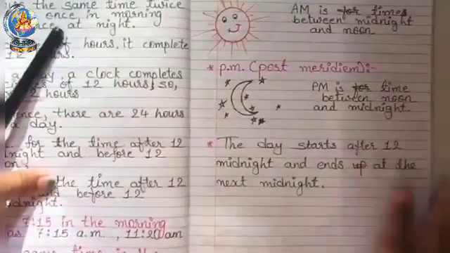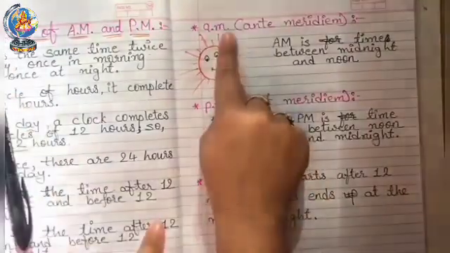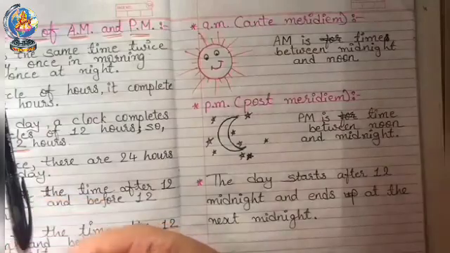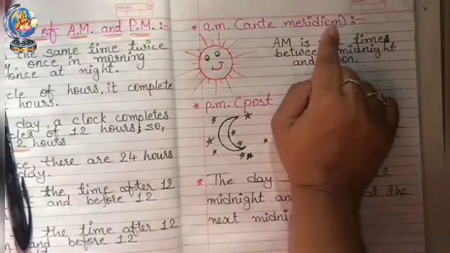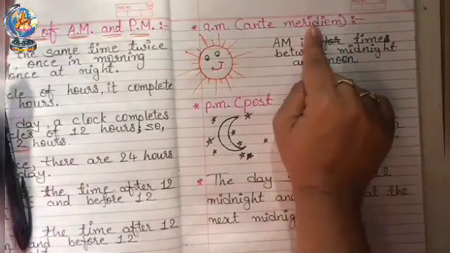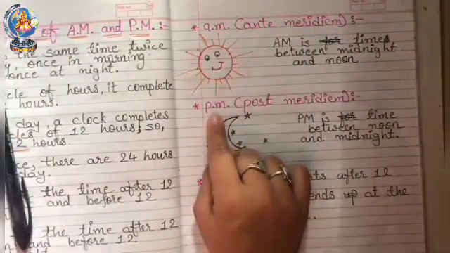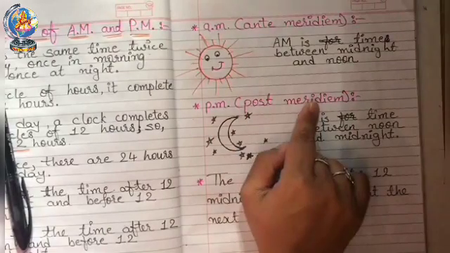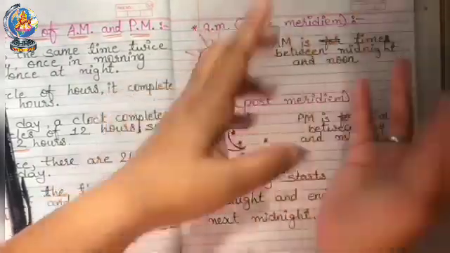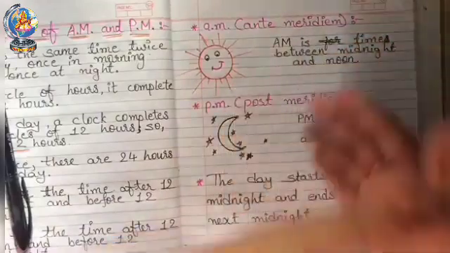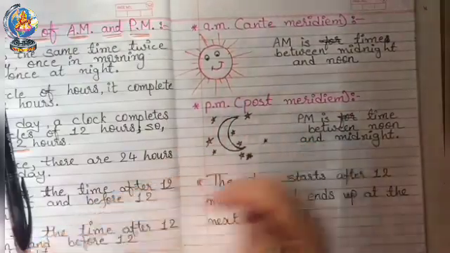Fine. AM. Now what is the full form of AM? It is anti-meridium. Remember the words and the pronunciation. Okay. PM means post-meridium. Clear? You can see the sun over here. I have drawn the sun at the place where I wrote AM means anti-meridium, means a daytime. Post-meridium means it's a night time, right? Clear this thing?